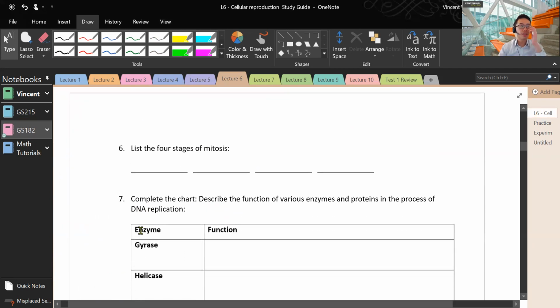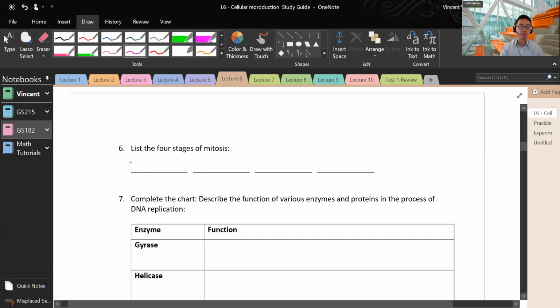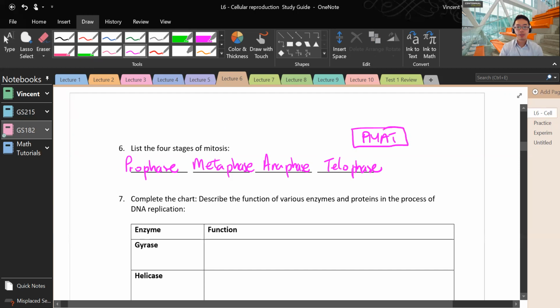Okay, list 4 stages of mitosis. That's pretty straightforward, I hope. We got a prophase. And after prophase, we have metaphase. That's right, Adriana. Anaphase. And finally, telophase. Okay, so PMAT. You can remember that.